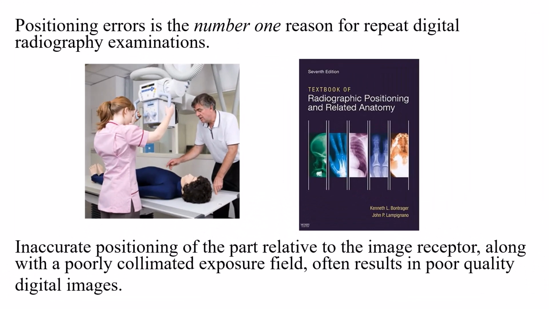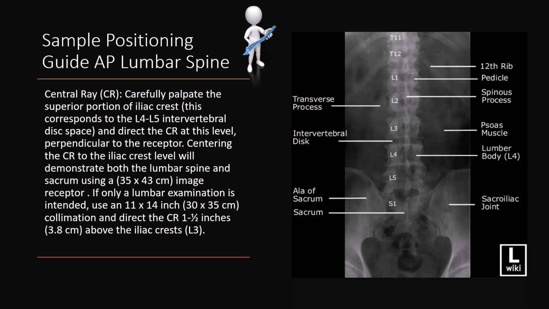Inaccurate positioning of the area of interest to the image receptor, along with poorly collimated exposure fields, often result in poor quality digital images. Positioning errors is the number one reason for repeat digital radiography exams. This sample positioning guide of the AP lumbar spine demonstrates not only where the central ray is to go, but what is to be demonstrated and the evaluation criteria for the radiographer.